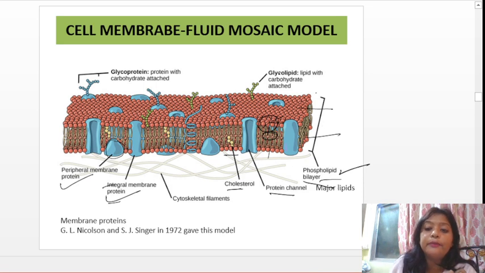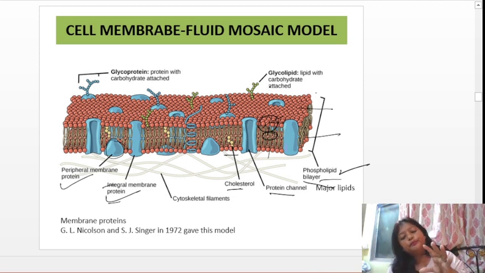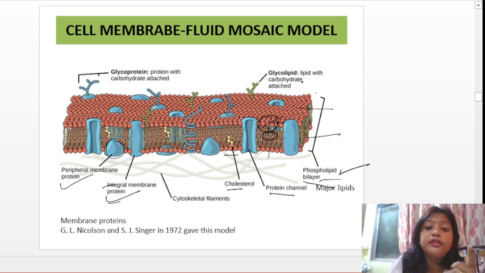Now you can see a glycolipid out here. This lipid is attached with a carbohydrate. Carbohydrates are present on the surface of the phospholipid bilayer, and when they attach with the lipid, they form the glycolipid. Also, when carbohydrates stay attached with the protein part, they are known as glycoprotein. So this is glycoprotein and glycolipid.